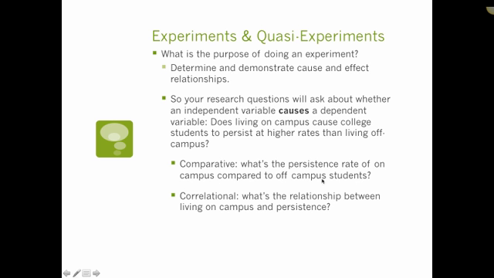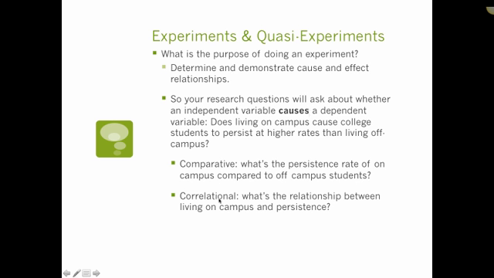That would just be a comparative, non-experimental design. And so you just collect data to see what the persistence rate of on-campus students is and then what the persistence rate of off-campus students is. But if you just collected that and compared those two rates, you wouldn't be able to make any sort of causal conclusion. You'd have to design an experiment.